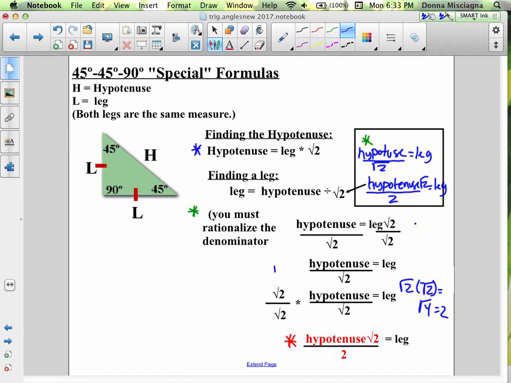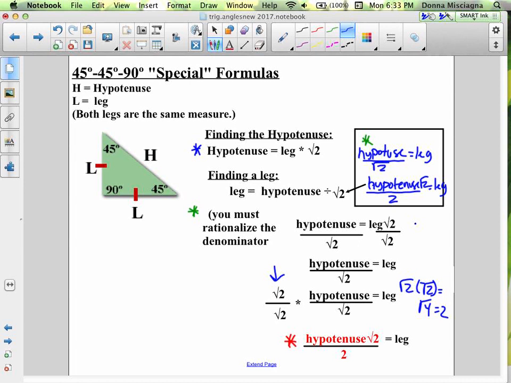We just multiply both sides by a form of 1. The numerator and denominator by a form of 1. Square root of 2 over square root of 2 is a form of 1. That's equal to 1. And by doing so, we rationalize that denominator. So we're always going to rationalize our denominators here.